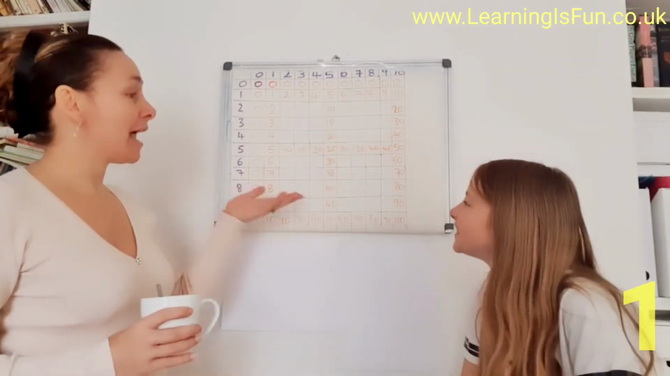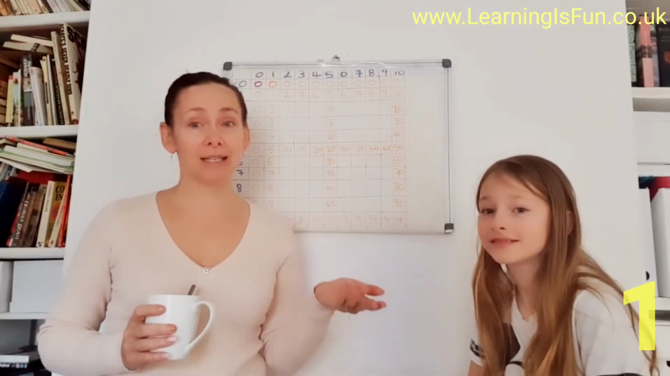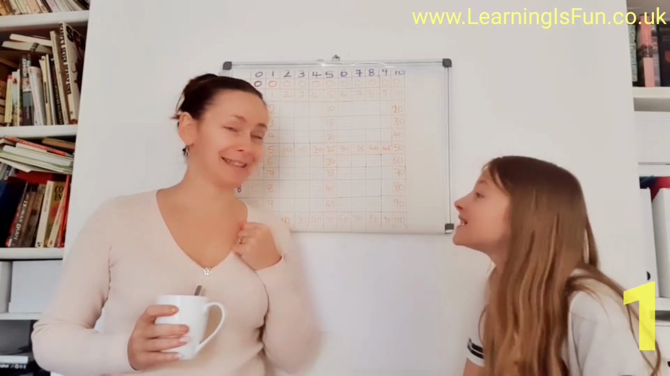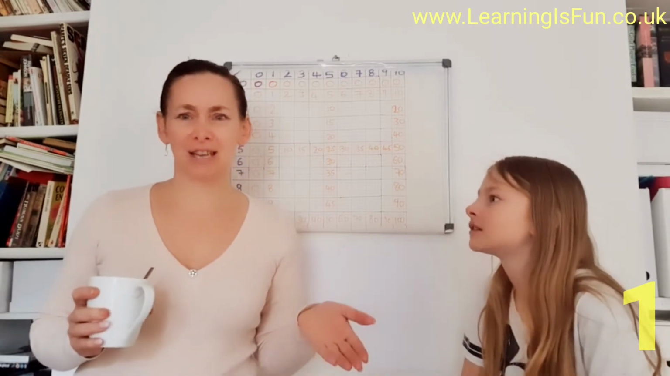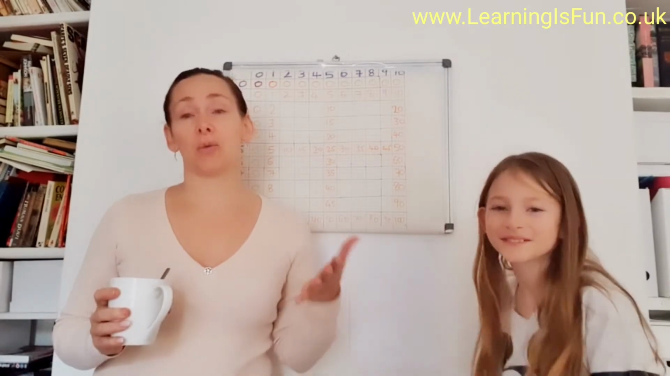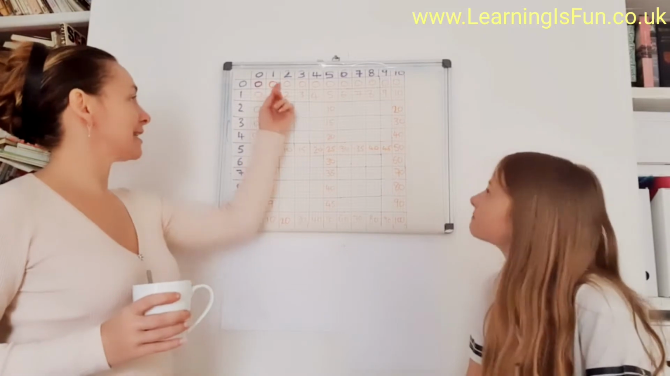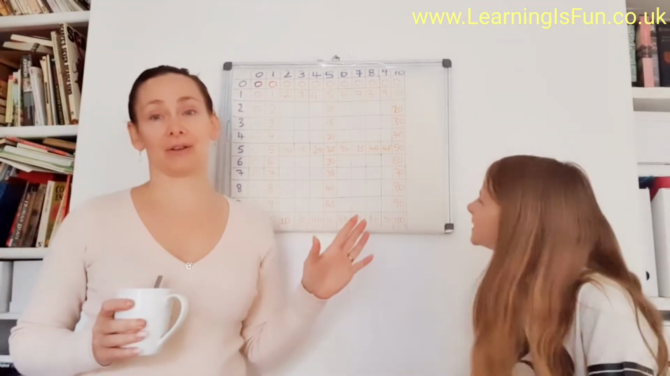1 times 10 is 10. Okay. 1 times 320 is 320. 1 times 5,001 is 5,001. So there you go. With those rules, you've already got all of these, all of these, all of these, and all of these. You know those now, okay?